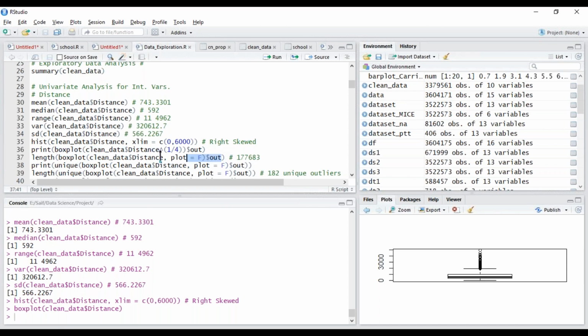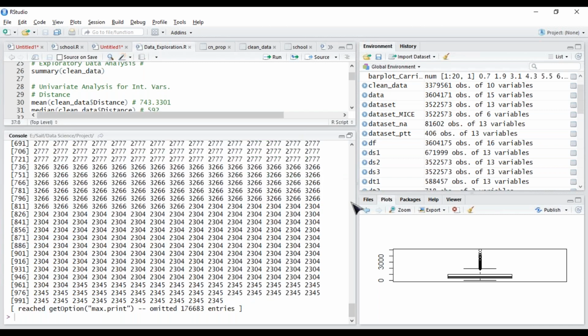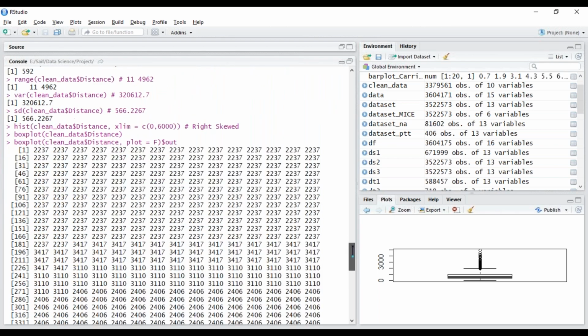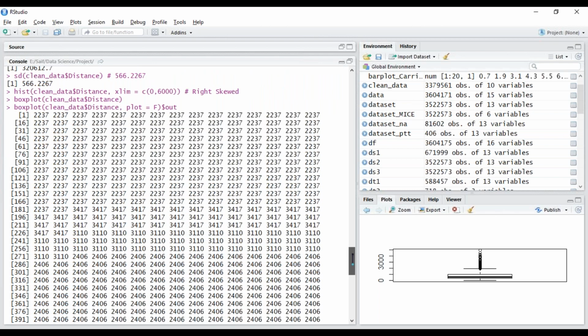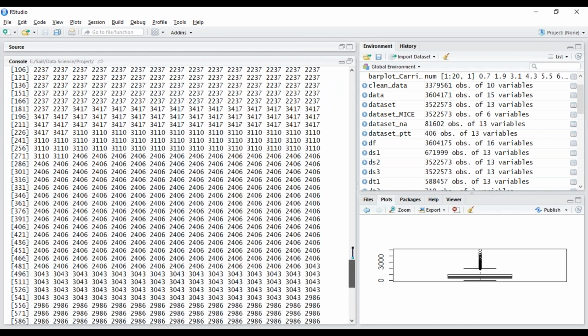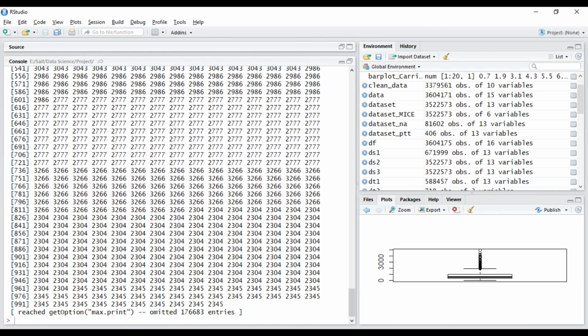In order to find out the outliers, you can run this command, box plot of distance. I'm putting plot as false so that it doesn't take time, and I'm giving a $ sign of outliers. It is giving me all those row numbers, I'm sorry, these are the values of your outliers. You can see that the values are being repeated a lot. It only takes 1000 values, and it's not going to display all the values.